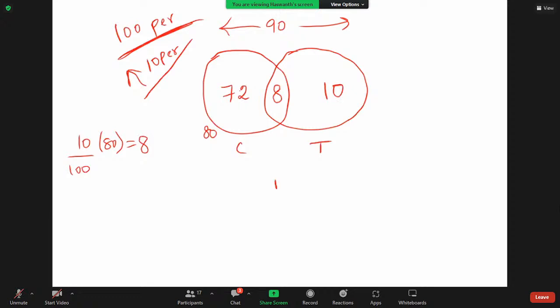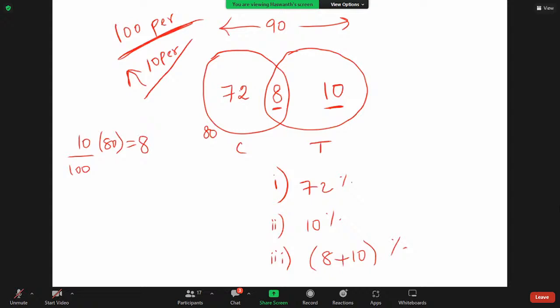Once you fill this, looking at these values, take what he is asking, find what he asks: only T, 10%. T means total value of T set. 8 plus 10, 18%. So this is another way of solving problems here, putting values in the circles.